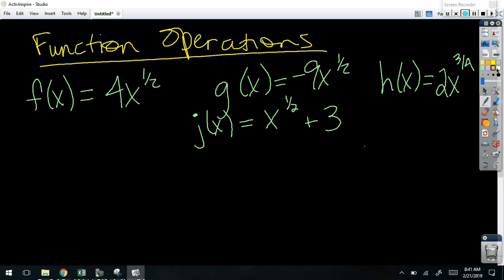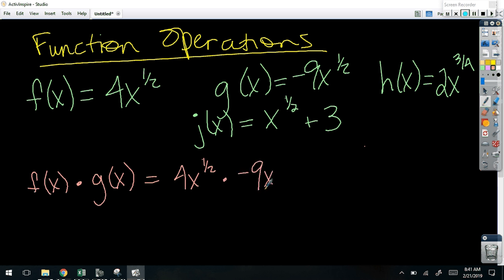All right, the first one I'm going to do is f of x times g of x. Since each of those are only one term here, it should be fairly easy. What is 4x to the 1/2 times negative 9x to the 1/2? You have done this. This is what you just quizzed on. When you multiply terms like that, what do you do?